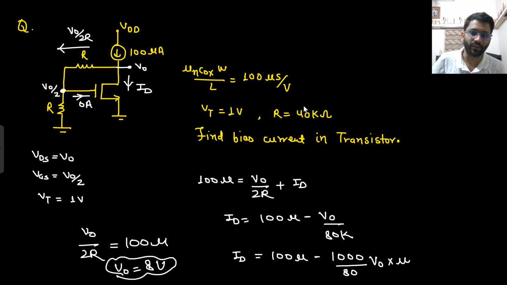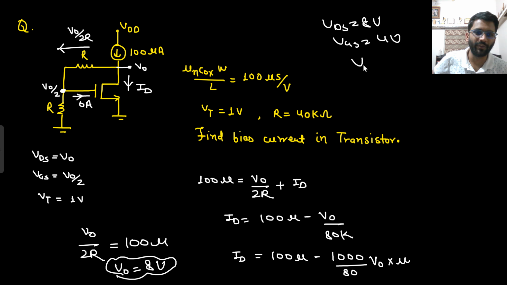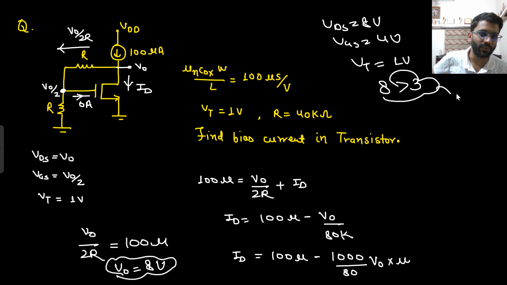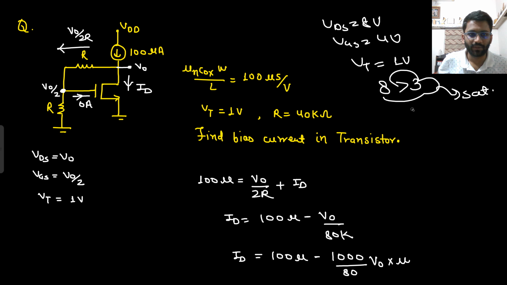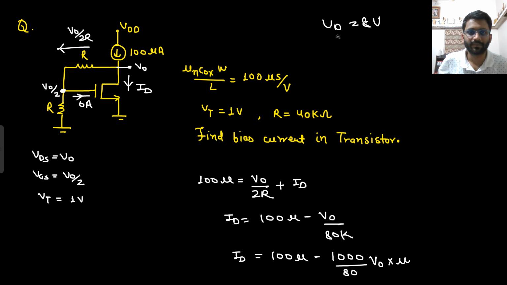And if V naught is 8 volt, what will be VDS? It will be 8 volt. What will be VGS? VGS will be 4 volt. And what will be VT? VT will be 1 volt. So VDS is greater than VGS minus VT. So this will go into saturation only. If you assume your transistor to be in cutoff, we get it to be in saturation. Did you understand that it cannot go into cutoff? So I will write it down. I will certainly write it down.